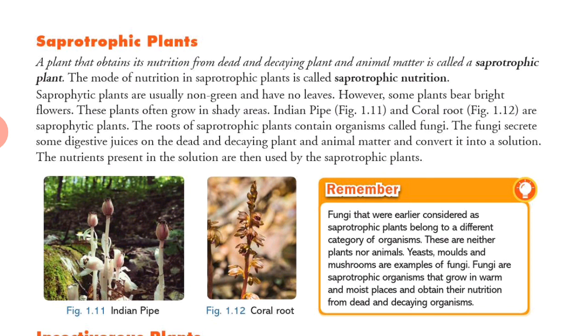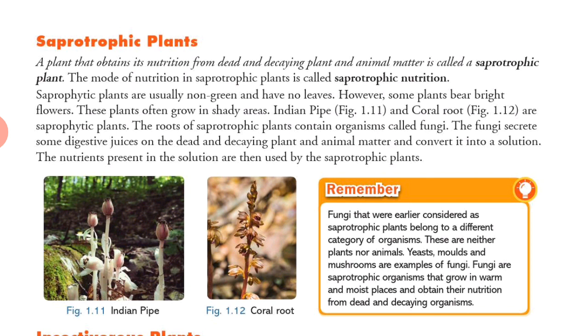However, some plants bear bright flowers. These plants often grow in shady areas. Indian pipe is an example of that, you can see in figure 1.11, and coral root is another example, you can see in figure 1.12.